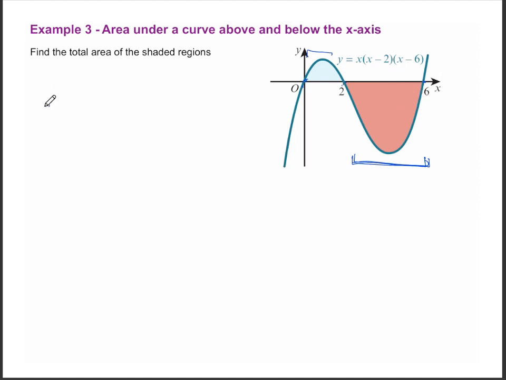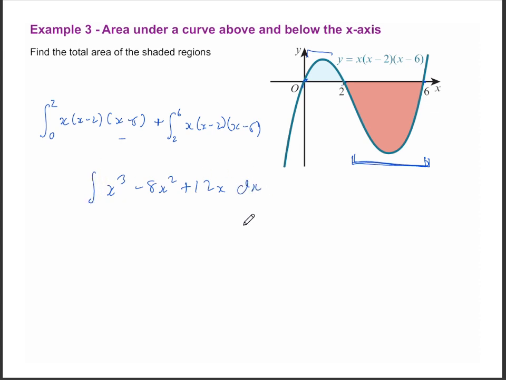So we want to find the integral from 0 up to 2 of x times (x minus 2) times (x minus 6). We're going to add it with the integral from 2 up to 6 of x times (x minus 2) times (x minus 6). This x times (x minus 2) times (x minus 6) is just x cubed minus 8x squared plus 12x. And so we want to integrate this right here with respect to x.